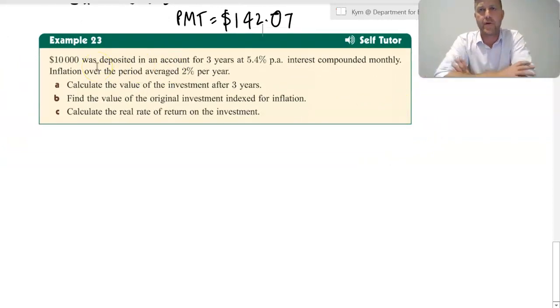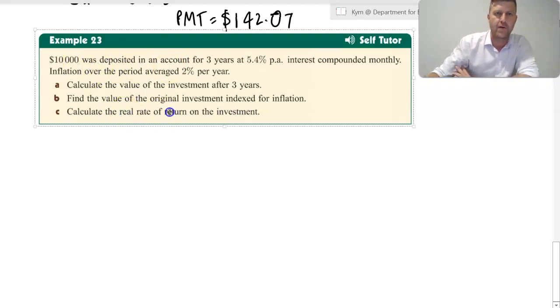The next example that we're going through here is looking at, in particular, the real rate of return of an investment. Okay, I'll talk a little bit about that when I get to that question. First of all, let's go through the basic steps.